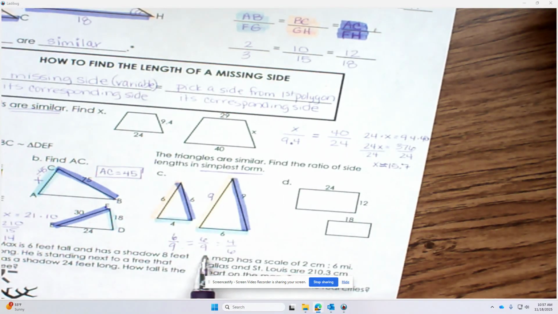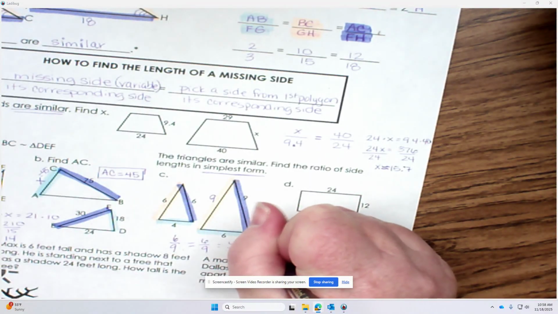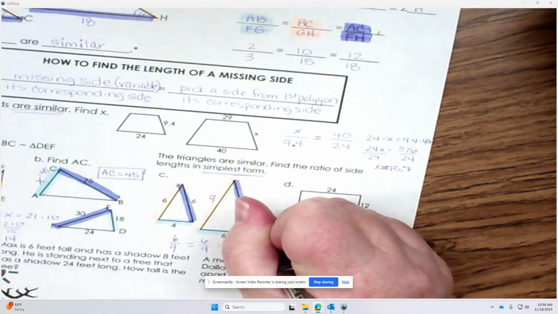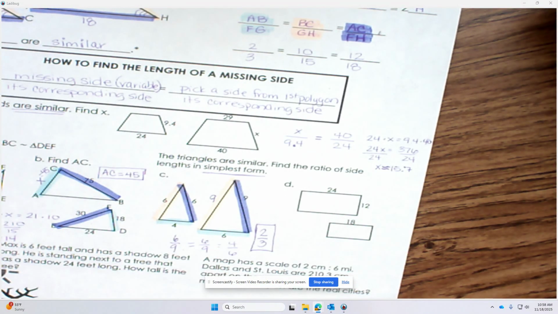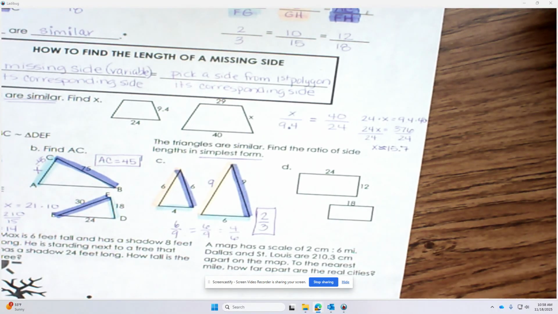We don't want to leave it as 4/6 or 6/9. We want to simplify it. So in this case the ratio is 2/3. We'll put a little box around it and call it a day. All right, example D, we're going to do the same thing.